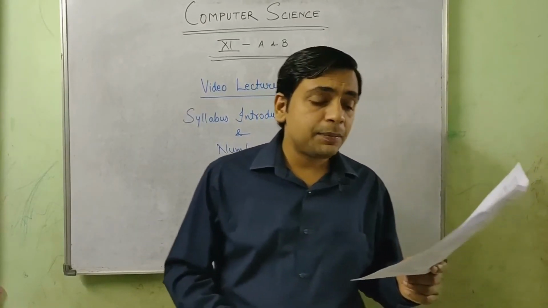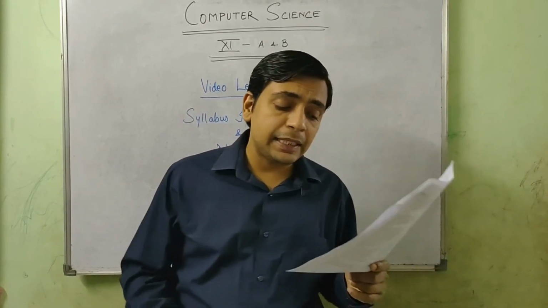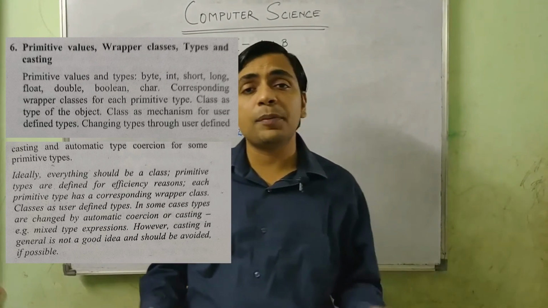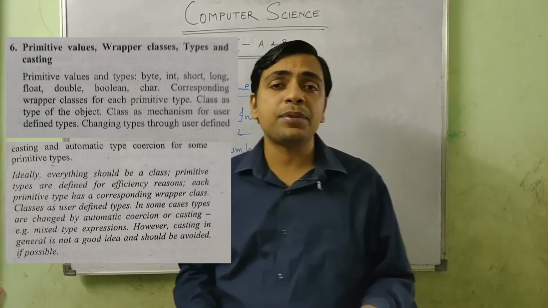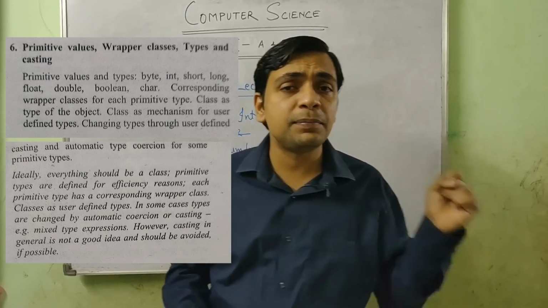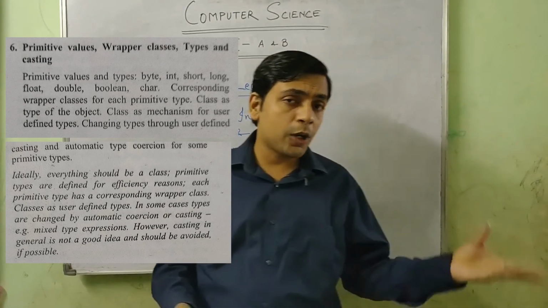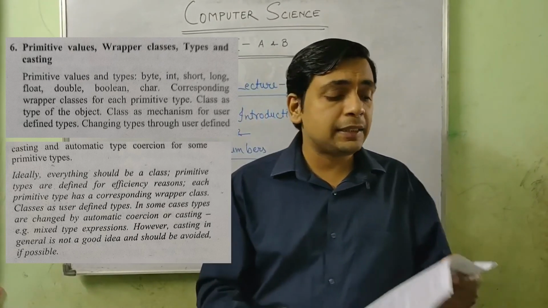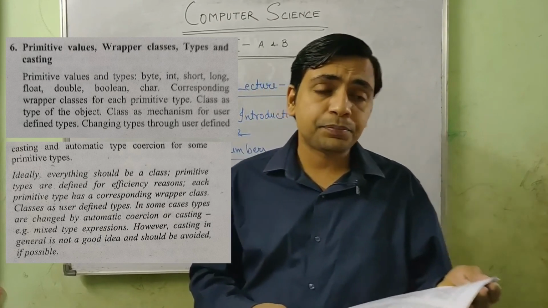Then the next chapter is primitive values, wrapper classes, types and casting, where we are going to study about primitive data types and reference data types. We are going to study about wrapper classes, boxing, unboxing, auto boxing, and here we are also going to study about typecasting and how typecasting occurs.